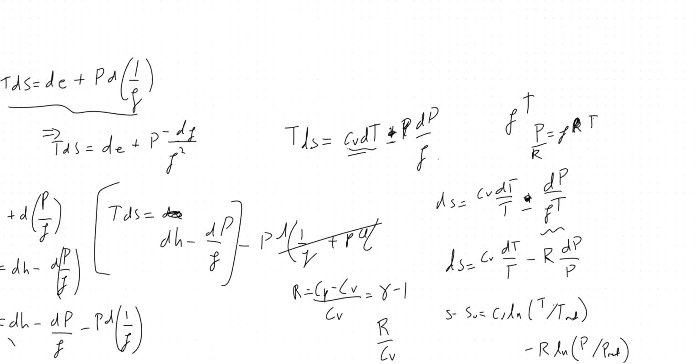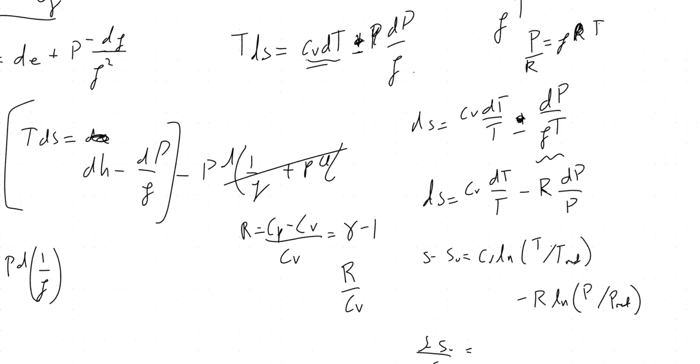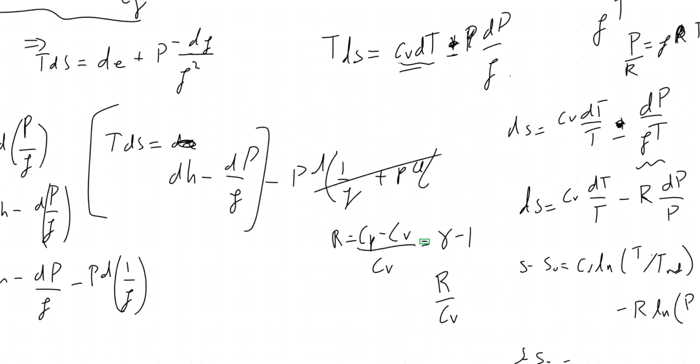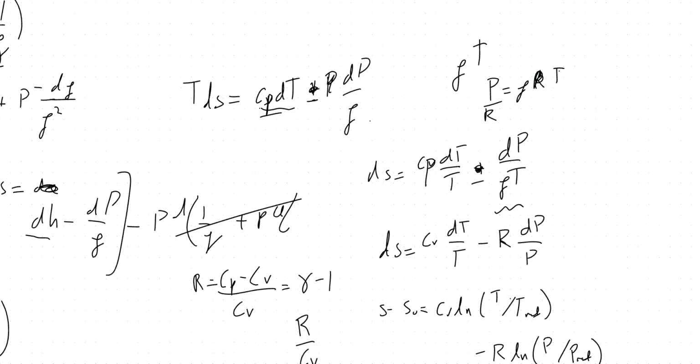Did I get the state variable wrong also? No, I did get the... Oh, I'm a dummy. DH over here, right? So this is CP. I'm a moron. Yep, that's what I get. Okay, let's erase this now.